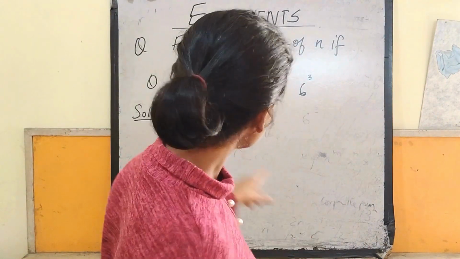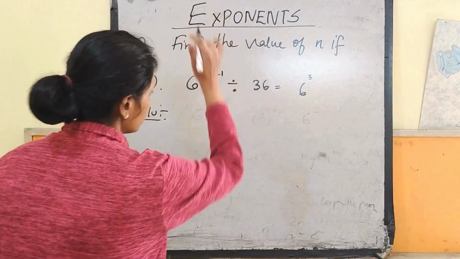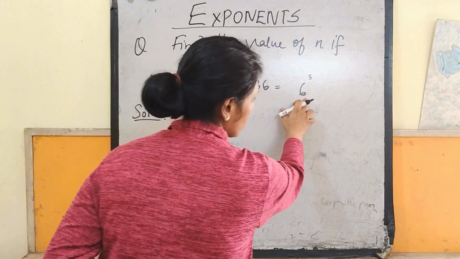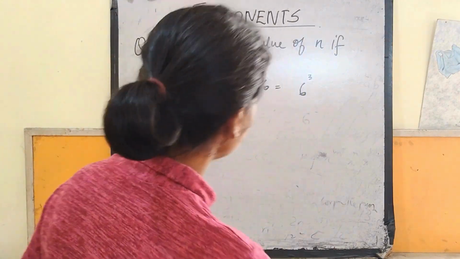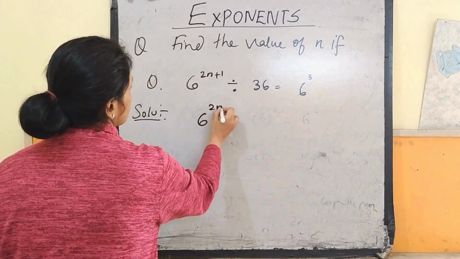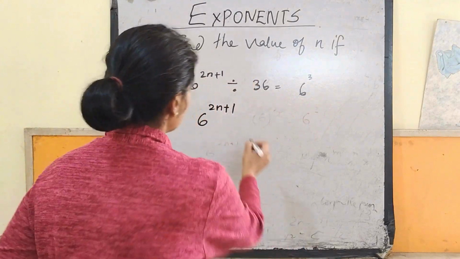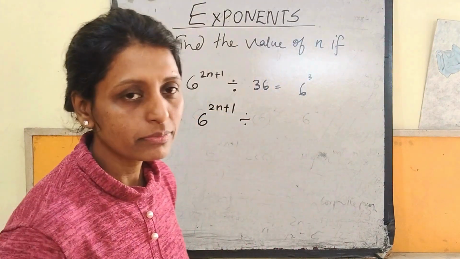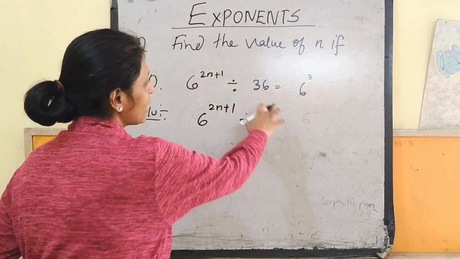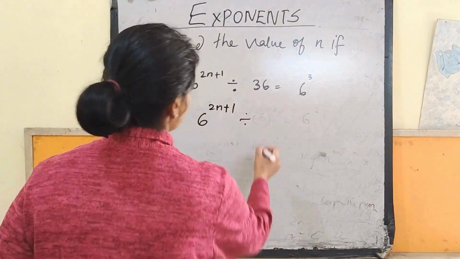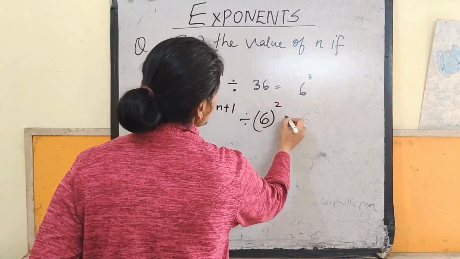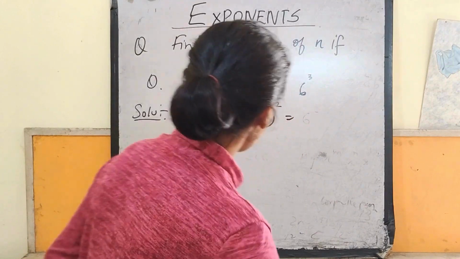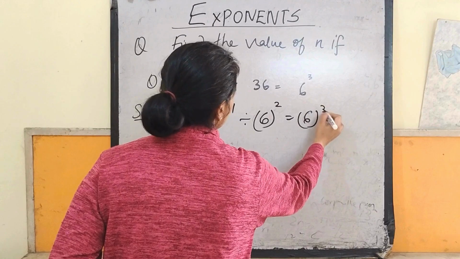So how to solve? Let's make the base equal. Here the base is 6, and on the right hand side also the base is 6. So we'll make the base as 6. So it will be 6 raised to power 2n plus 1 divided by 36. 36 is the power of 6. We can write 36 as 6 raised to power 2, and here 6 raised to power 2.